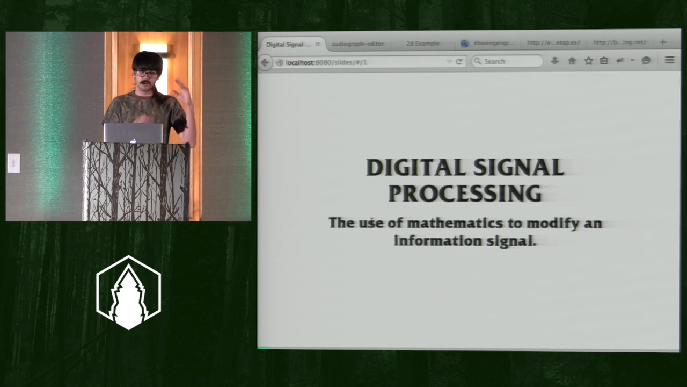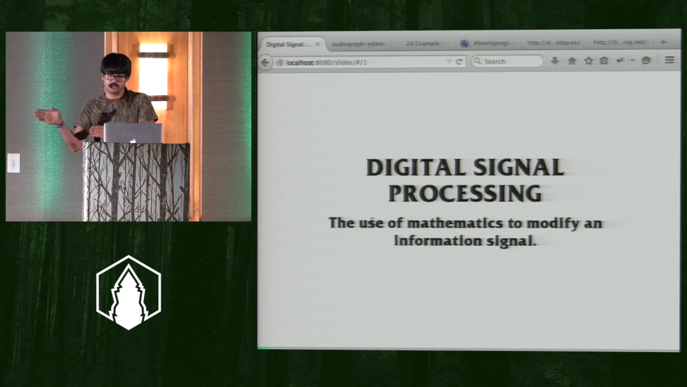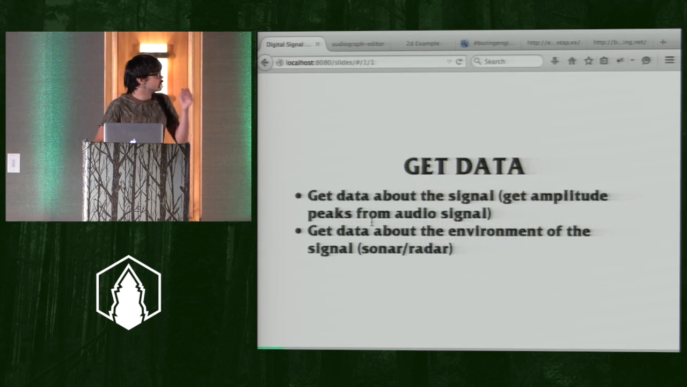One being for getting data. We're going to process our signal in order to get data. Or we can modify our signal to actually produce a new signal or change the signal, the output from it. So some examples maybe of getting data. We can get the data about the signal itself. So for instance, we have like an audio signal. We're going to get amplitude peaks from it, and maybe we'll visualize those or do something like that. We can also get data about the environment through which the signal moves. An example of this is sonar and radar.